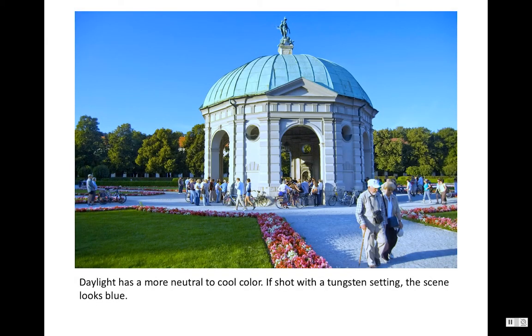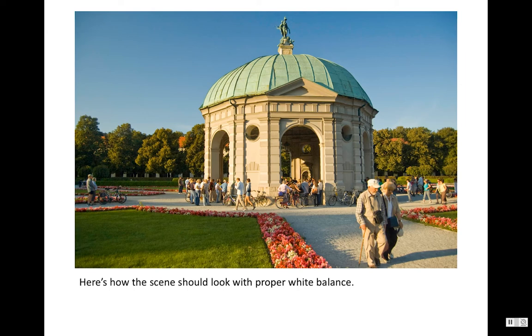If you go outside into daylight, daylight is a more neutral to slightly cool color, but if you shoot it with the wrong setting, in this case tungsten, the scene looks overly blue. Now, this is how the scene should look with the proper white balance, here set for daylight.